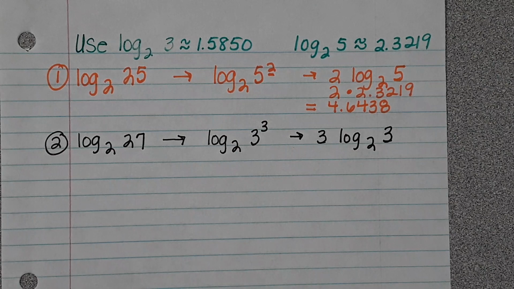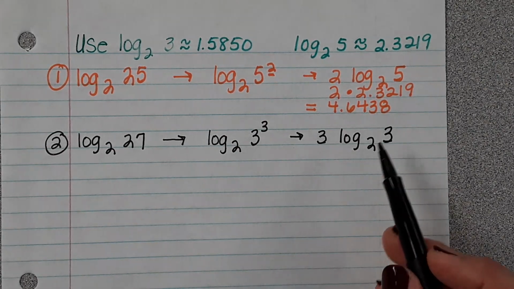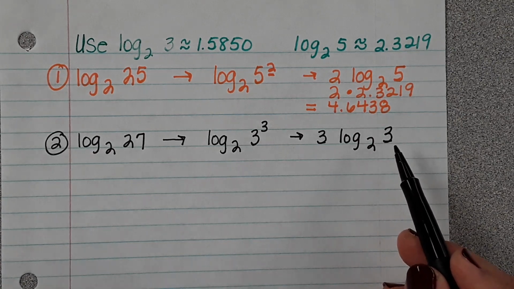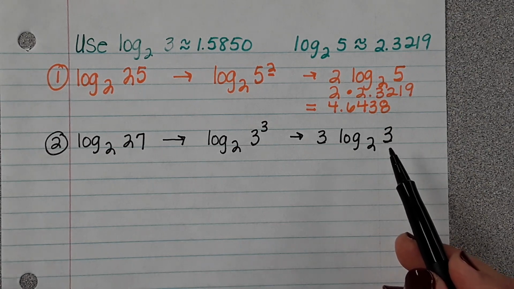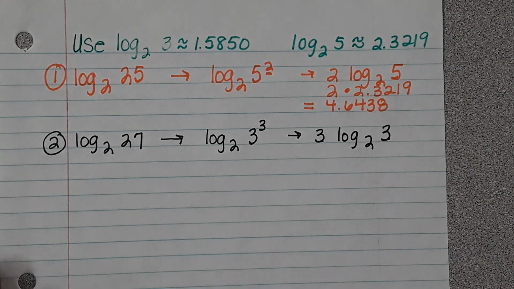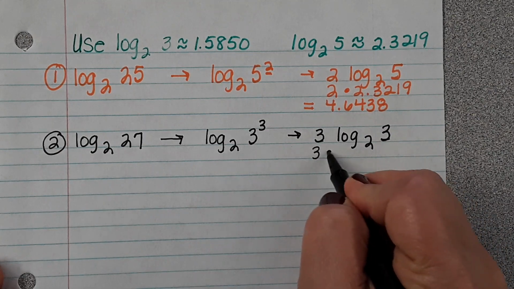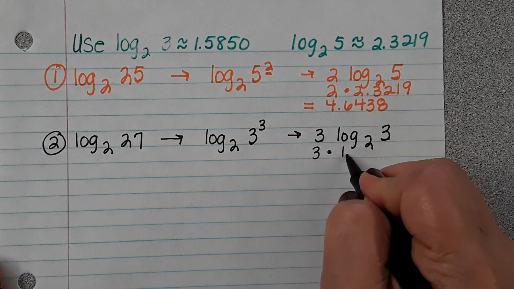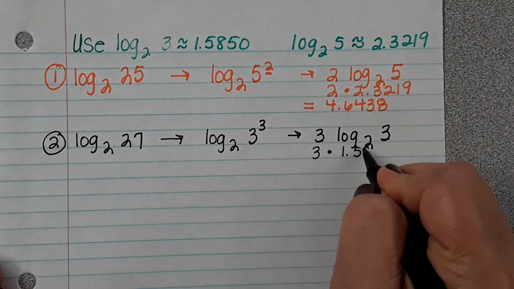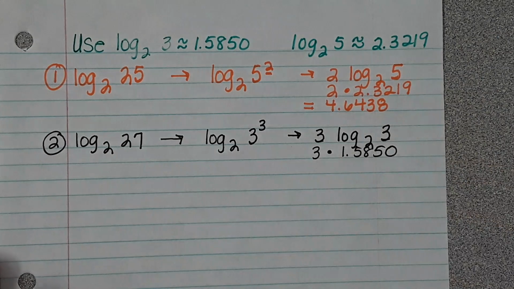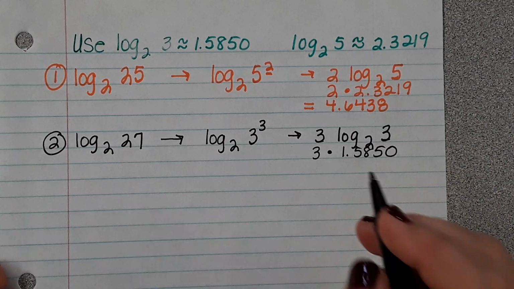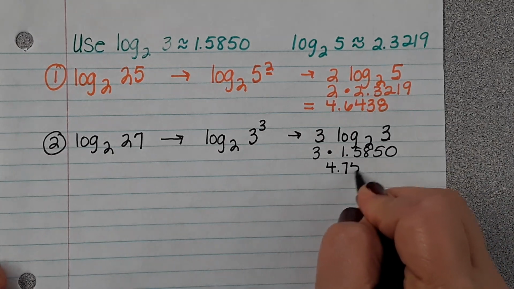Okay, so now at this point, this is where you ask yourself, am I supposed to know what log base 2 of 3 is, or did she give me log base 2 of 3? You gave it to us. I gave it to you. So now it becomes 3 times whatever log base 2 of 3 is, which is 1.5850. And what is the final? Yes. 4.755. Perfect.